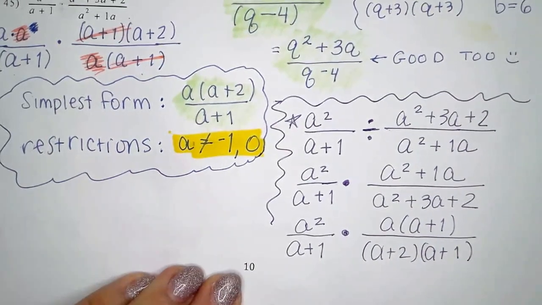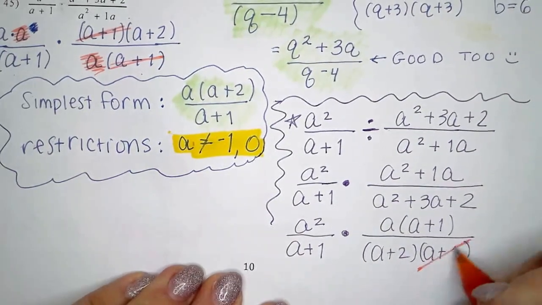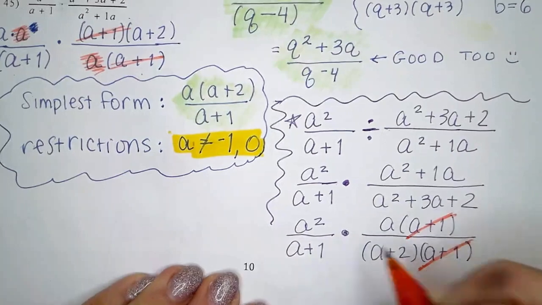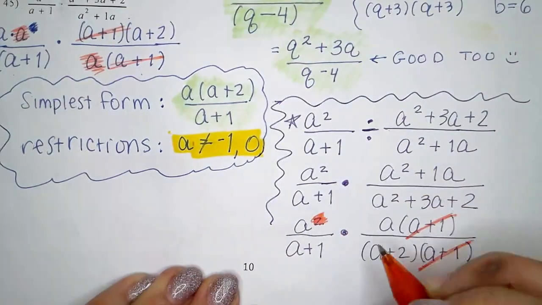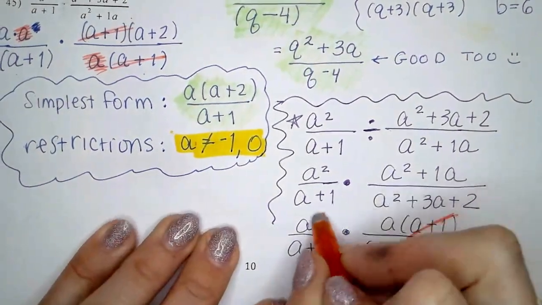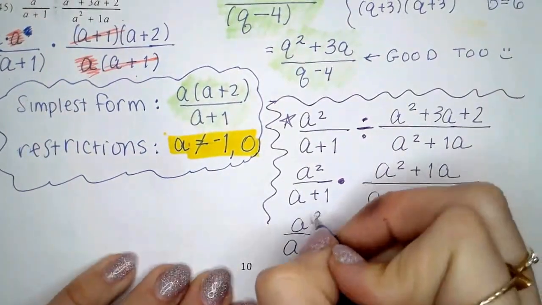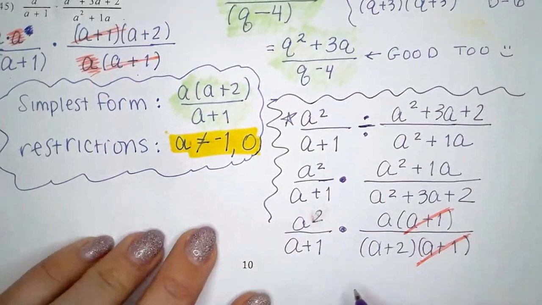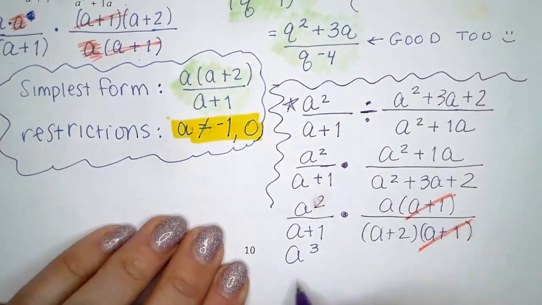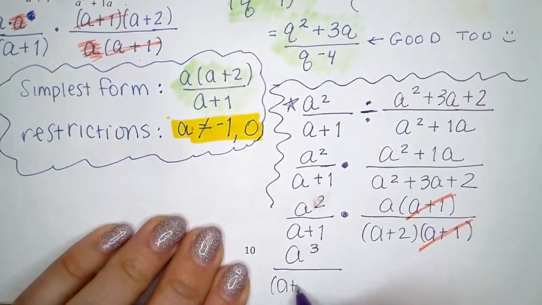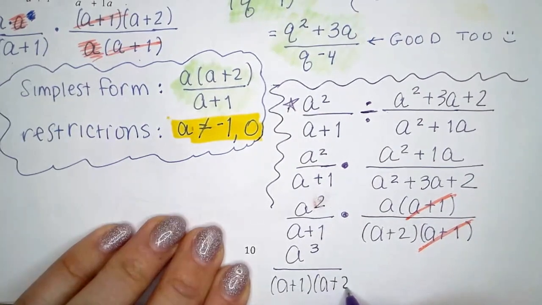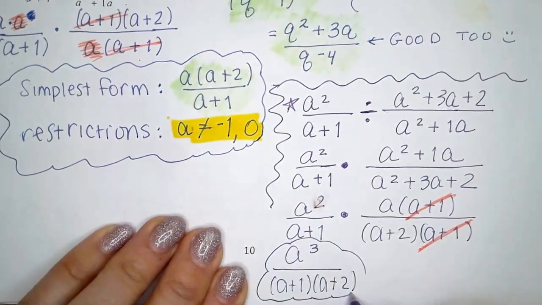Cross out any factors that match from top and bottom. There's a little catch with this though. A squared, one of the a's still, oh, just kidding. They don't cross out this time because now all of the a's are on top, so none of them cross out. It's a little different. Okay, so that means we get a to the third on top over a plus 1 and a plus 2. So there, that's pretty good for simplest form.